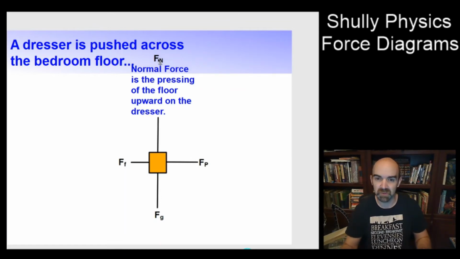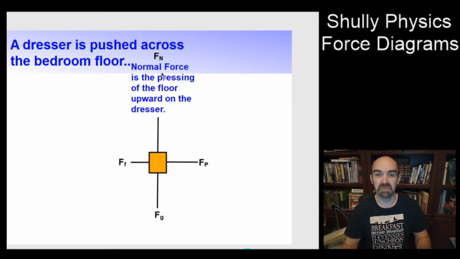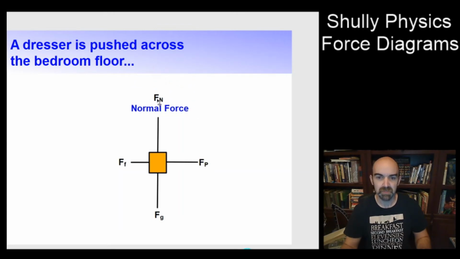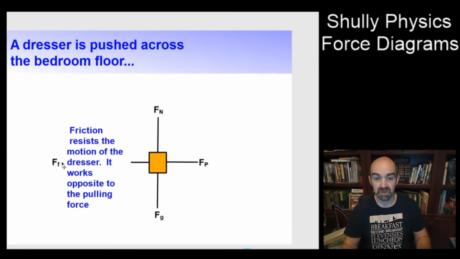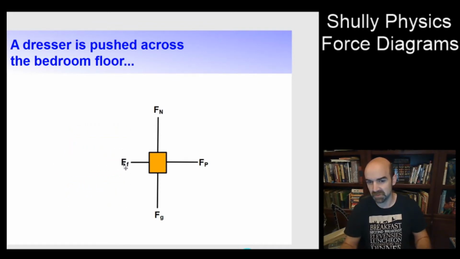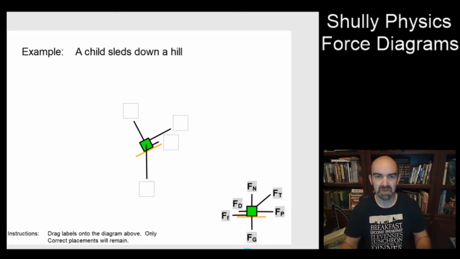So the normal force, this is the upward force from like the floor or the chair, supporting the weight of the dresser. And what about this FF? So we've got a dresser that's being pushed across the bedroom floor. This is friction, of course. So that's what makes it difficult to push a dresser. The friction resists the motion of the dresser. It works opposite the pulling force. So if the push or the pull is to the right, then the friction is to the left. All right, so that's just a basic brass tacks piece of it, what makes it up.